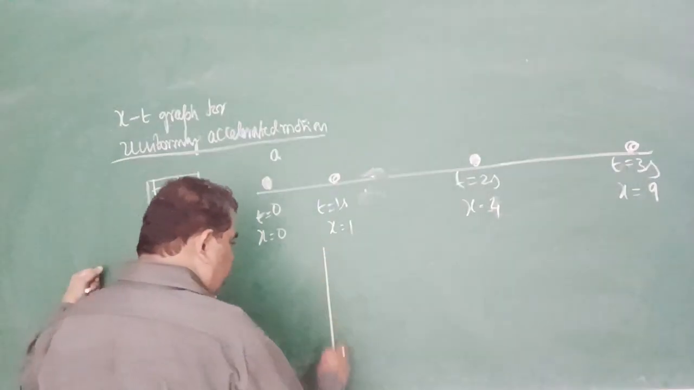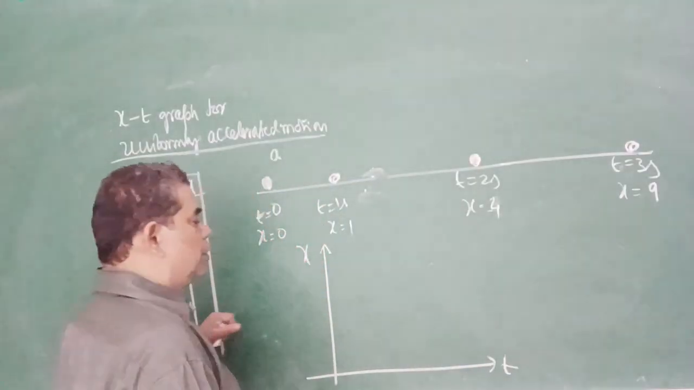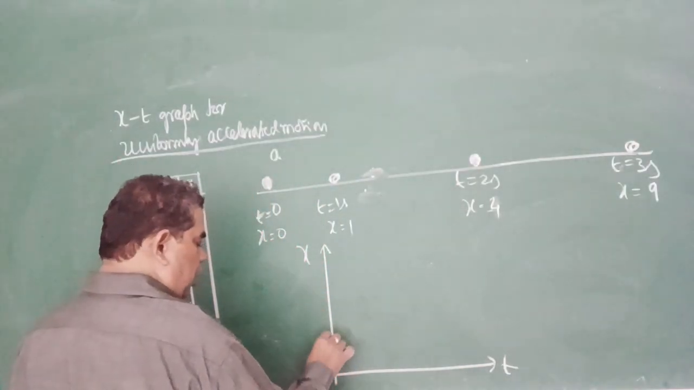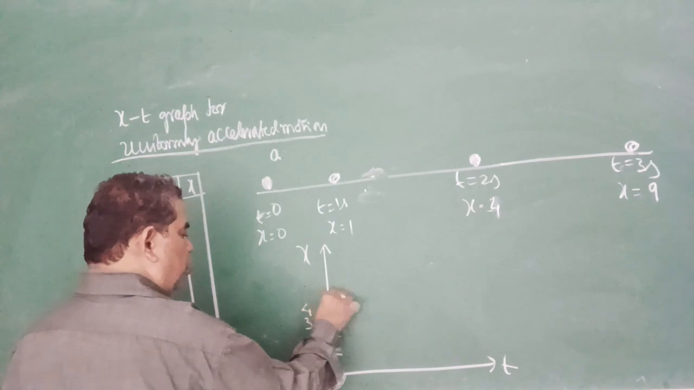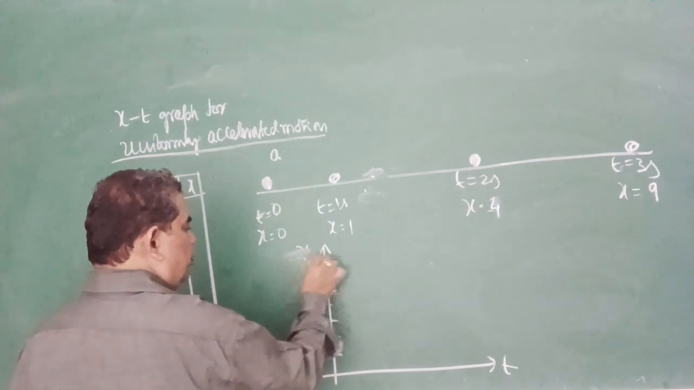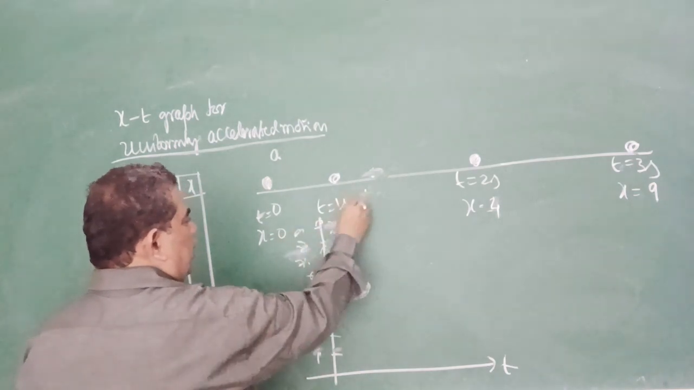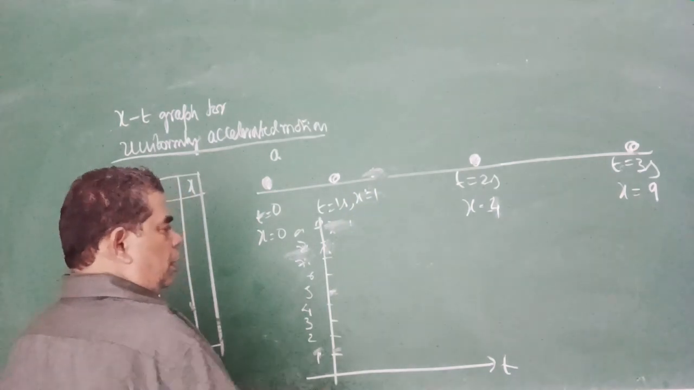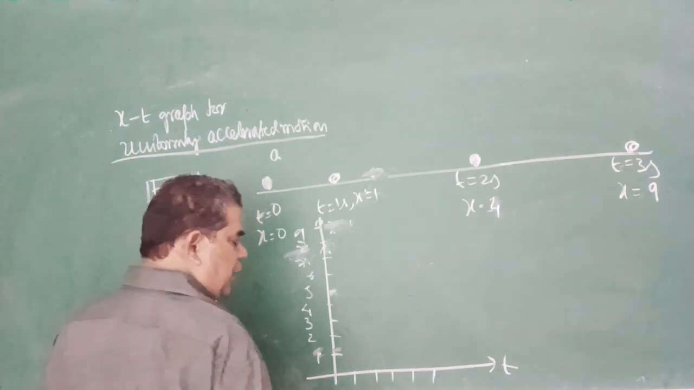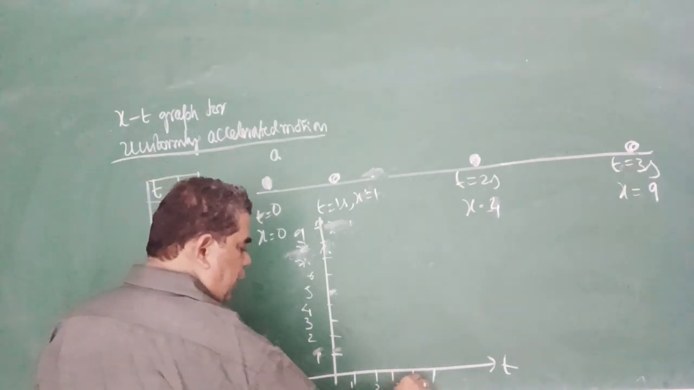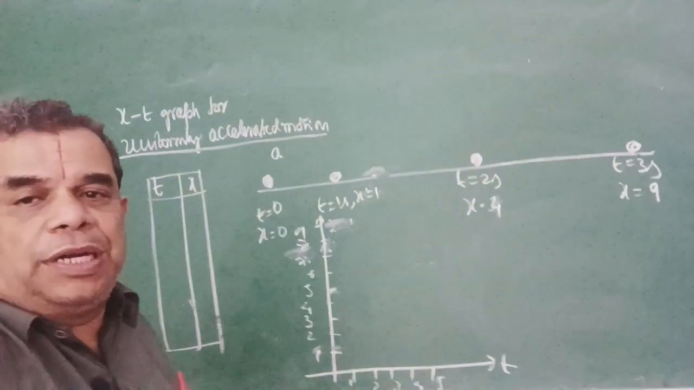Therefore, if I draw a graph, position on y-axis, time on x-axis. So we write 1, 2, 3, 4, 5, 6. Let me extend it till 7, 8, 9. I write x equals 1 here. 9 is here. Here 1 second, 2 seconds, 3 seconds, 4 seconds, 5 seconds, like that. 1, 2, 3, 4, 5.